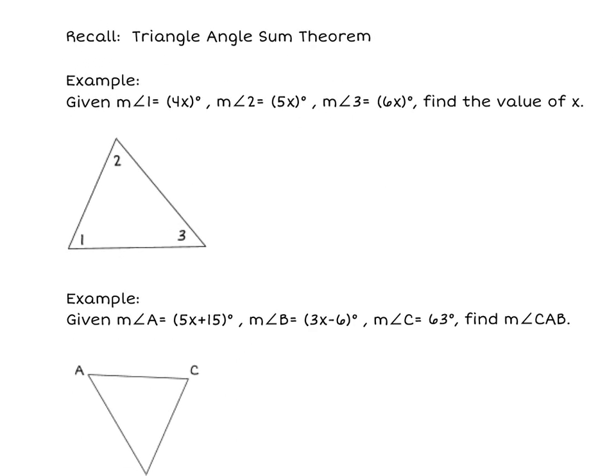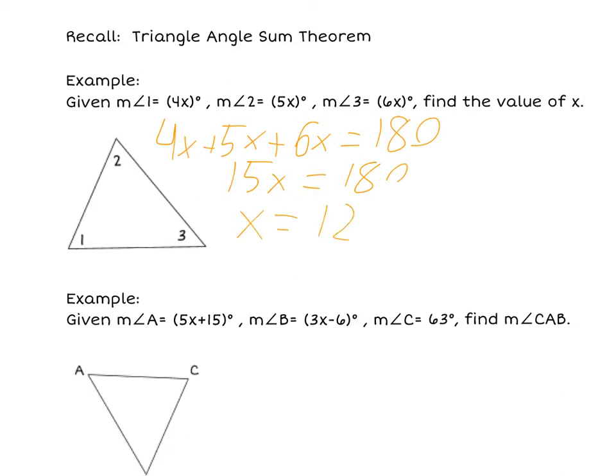Given that the measure of angle 1 is 4x, the measure of angle 2 is 5x, and the measure of angle 3 is 6x, find the value of x. We're going to use our interior or internal angles rule, such that 4x plus 5x plus 6x, our angles, must sum up to 180. This then gives us 15x is equal to 180. Simplifying down, x is equal to 12.